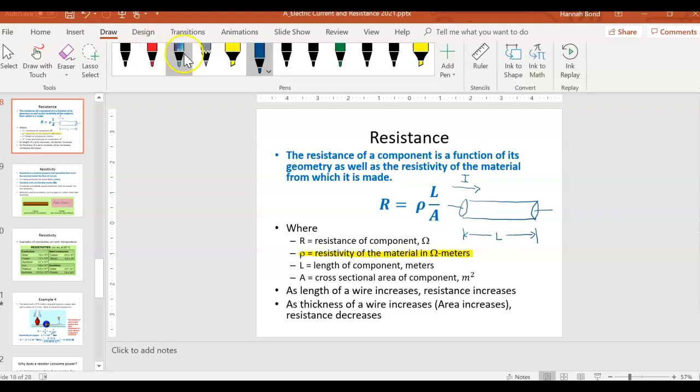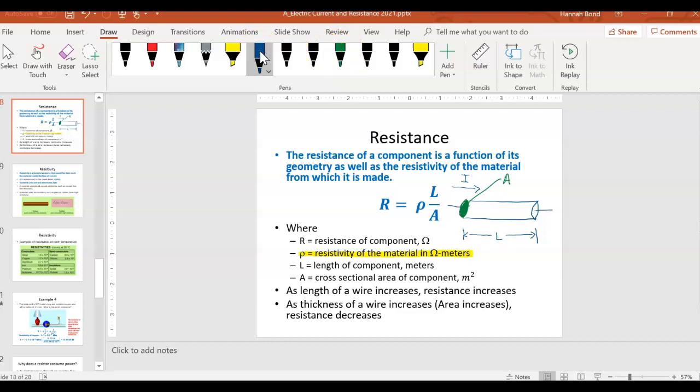The cross-sectional area would be the area of the face that the current is coming into. So the area would be, for example, this circular cross-section of this wire.